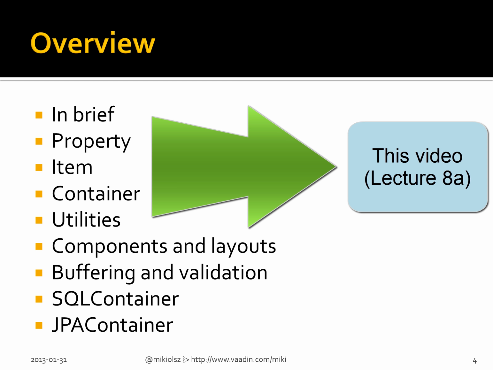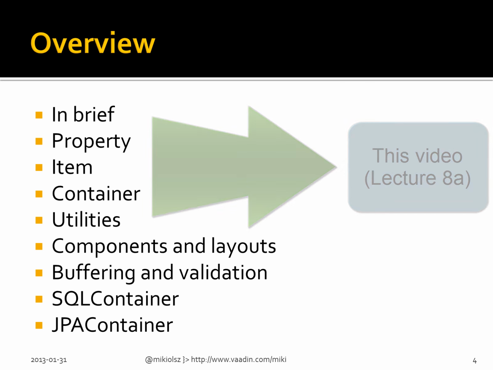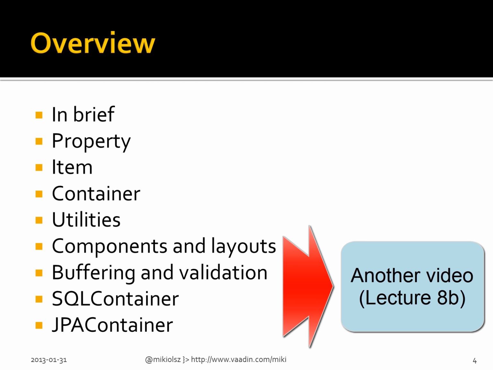At the beginning I will give you a brief description of how the data model looks. Then I will describe three key concepts and then show you some utilities that are built in the core framework. Then I will talk about components and layout that was missing from the overview a couple of lectures ago. Then we talk about buffering and validation. And at the end of the lecture I will present you the two containers, so two ways to connect to a database. So it will be a SQLContainer and very briefly JPAContainer.